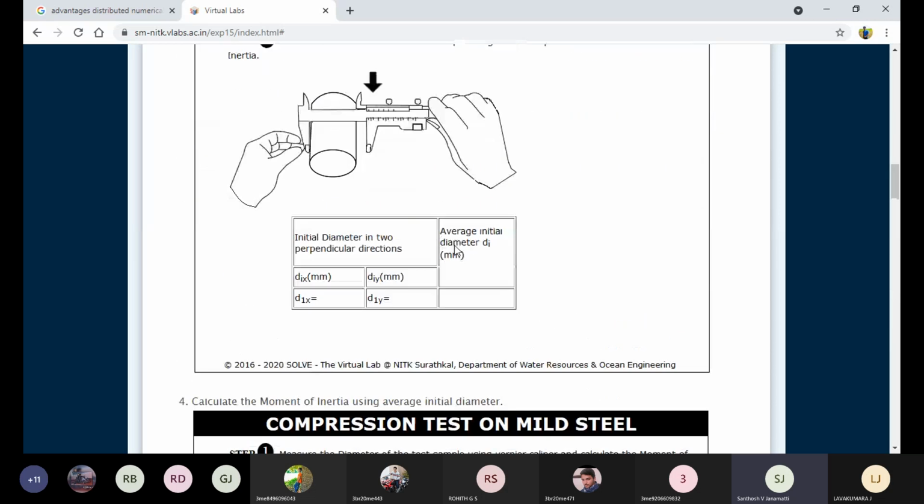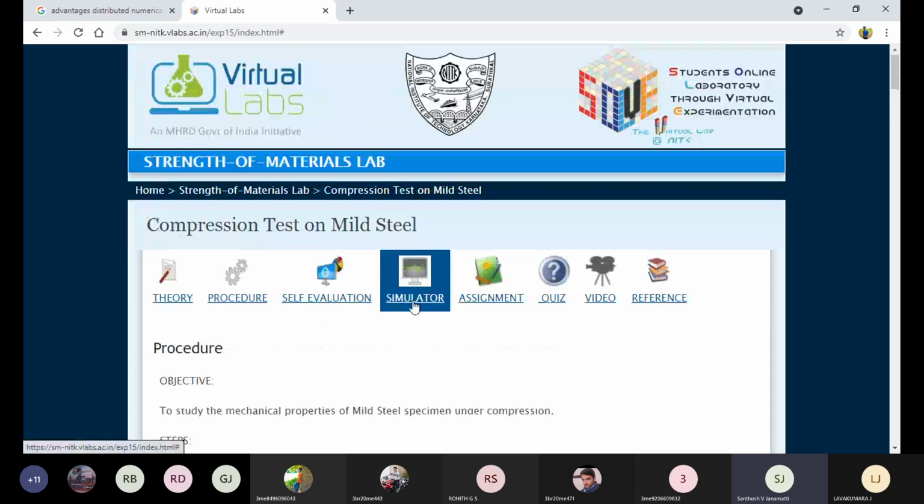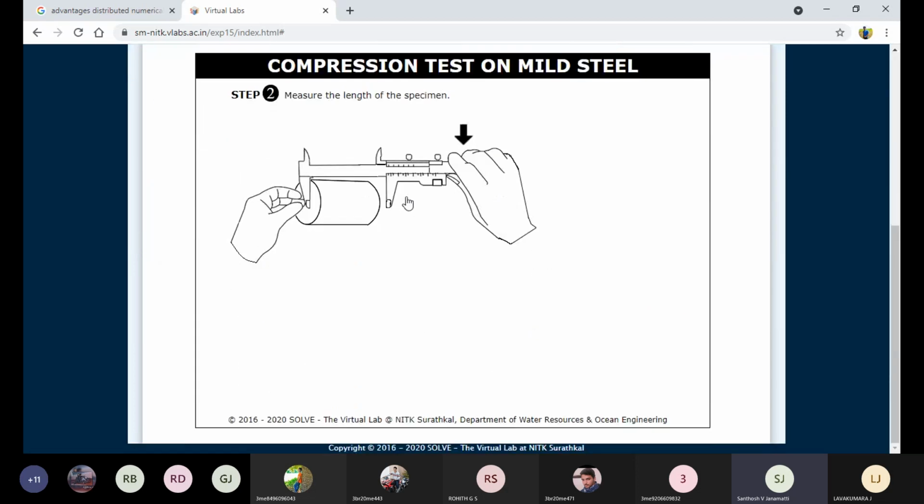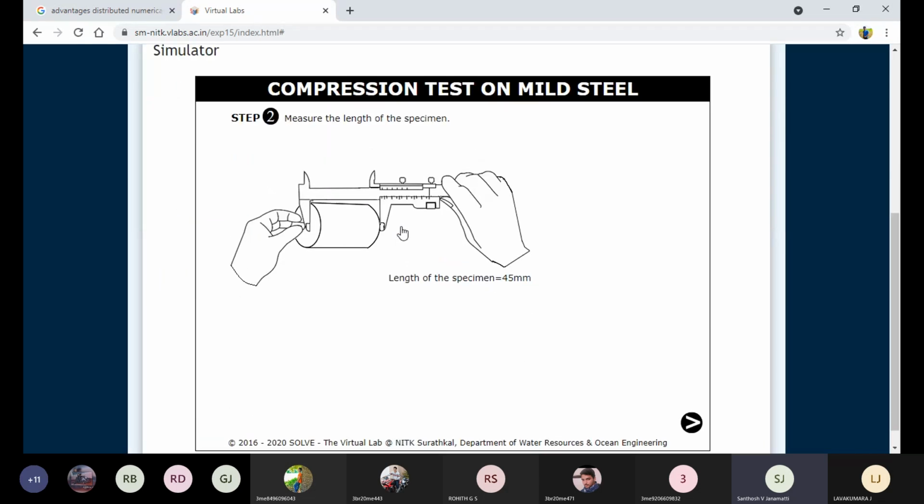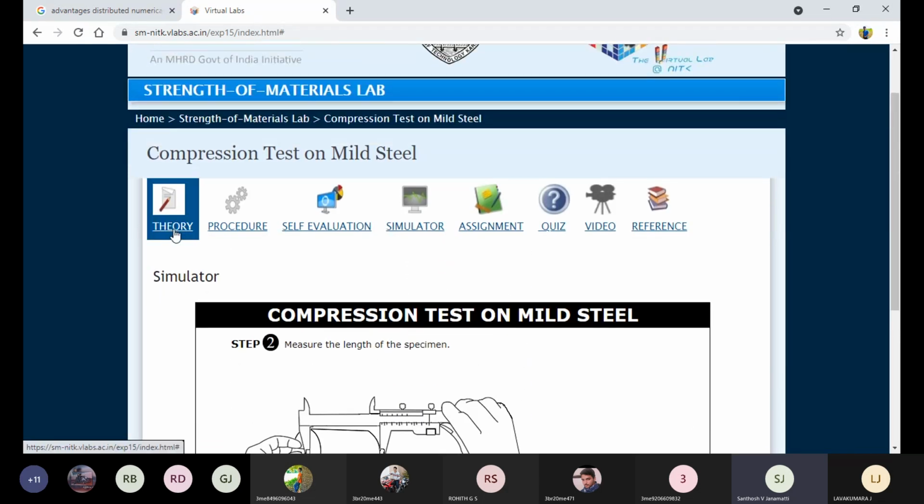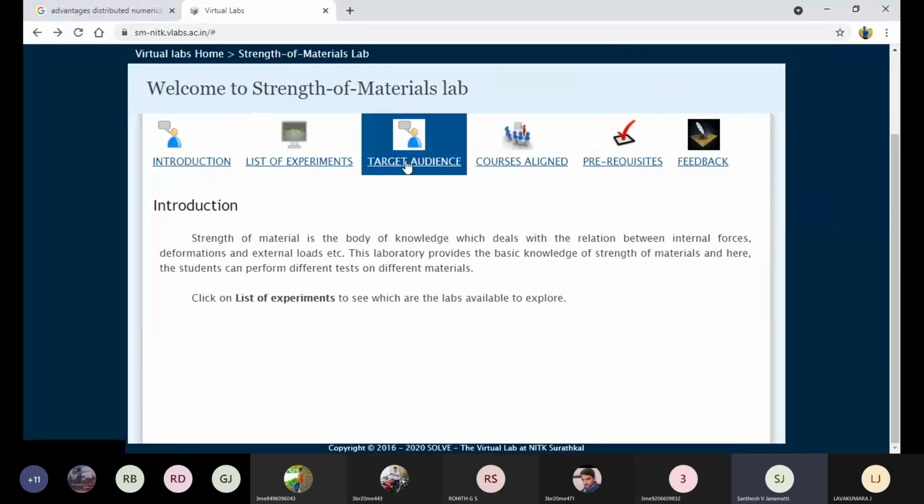Once again, we will go for a quick simulation so that you can understand. Now just click on the button. Here you can see the length of the specimen is 45 mm. Okay, so we're back. We can go for the first step, and start from the first step itself.